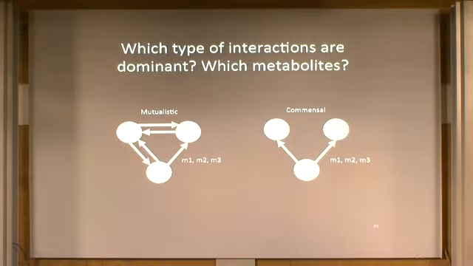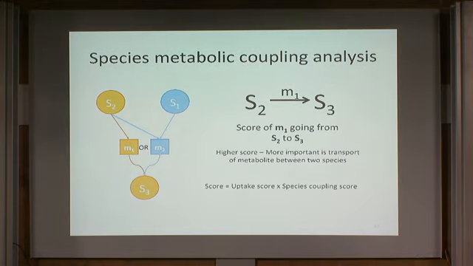So then the next question was to answer: are those interactions inside those communities of a mutualistic, for example, nature, or commensal, and from which metabolites are those interactions happening? And for that, we developed another framework called metabolic species coupling analysis. Basically, it can say the importance of exchange in the community between species for a given metabolite in order for one of them to grow.